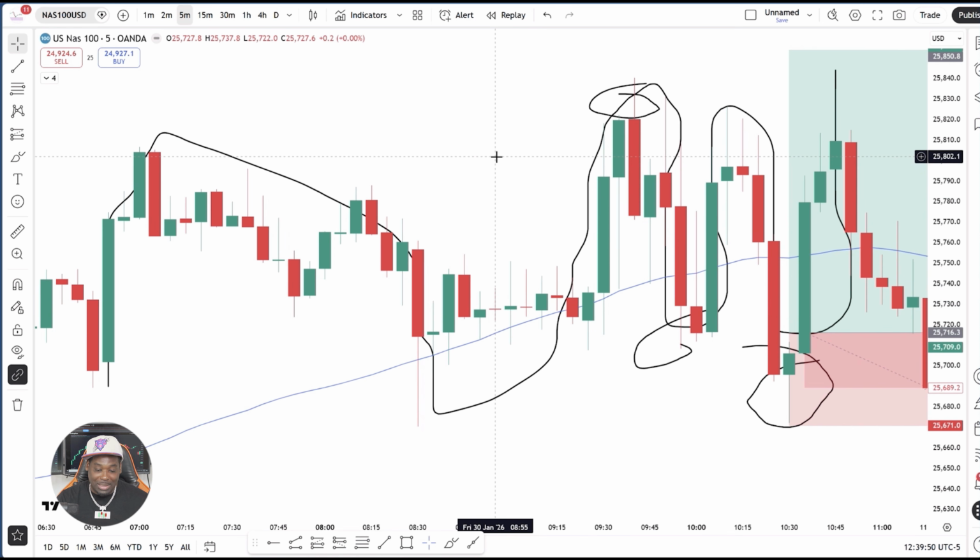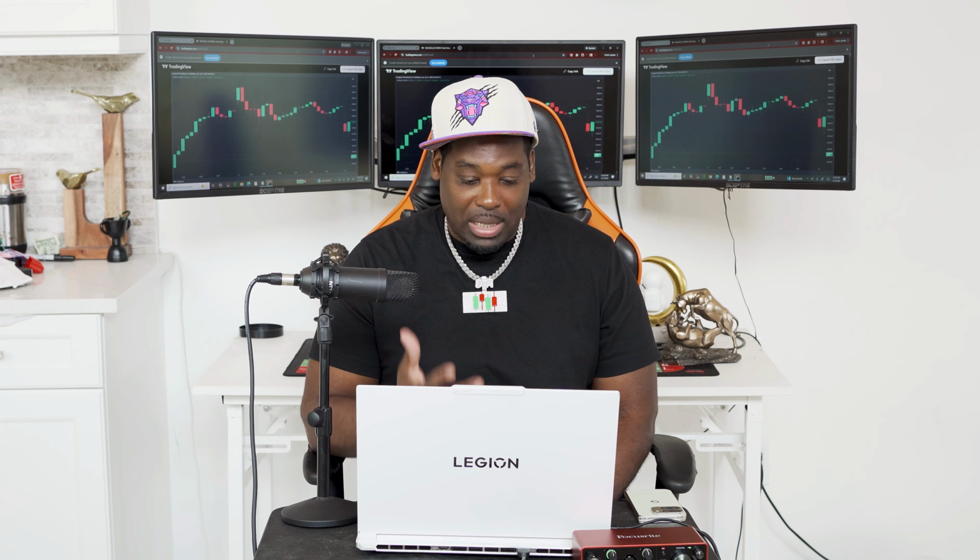So this is how I'm looking at the market. I'm just breaking it down like this every single day. I'm looking at these swing highs, swing lows. What is it doing? Is it trending? Is it ranging? Is it breaking out? Does it look like it's reversing? What is it doing? So I can basically attack it and go from there. So let me show you guys some more examples.